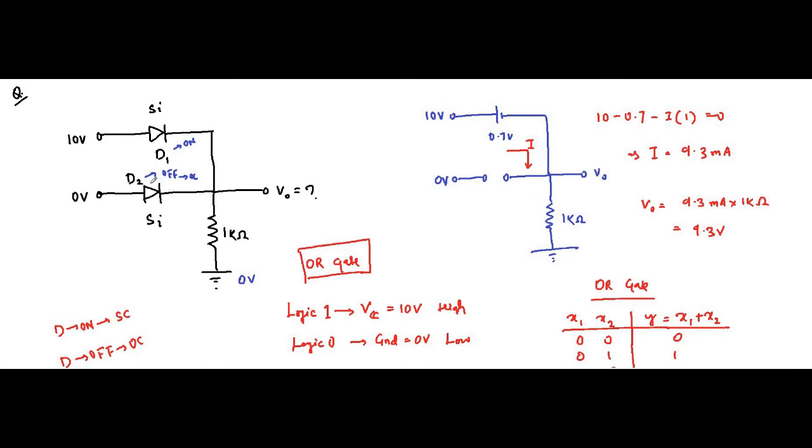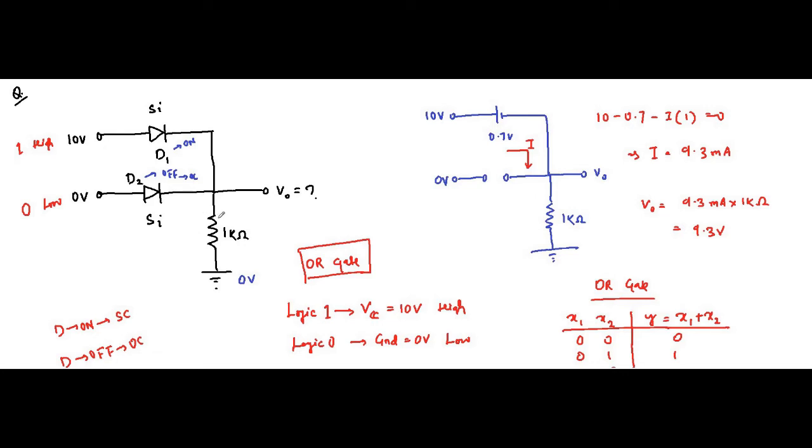Okay. So in this case, the one which is given here, we have this is high or logic 1 and this is low, logic 0, that is 1 0.